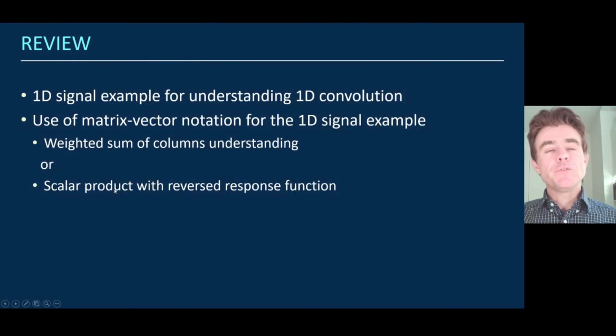So in review then, we've just looked at a 1D signal example for understanding 1D convolution. And using matrix vector notation is actually very useful for understanding convolution because it allows you to understand it in the two different ways that are often taught. A lot of the time it's the scalar product that is taught, and unfortunately people end up not very clear about what convolution is doing because they feel like they've got to reverse the kernel and so on. And you can do it that way. But I just encourage you to think about it in that simple way of just saying it's a weighted collection of shifted impulse response functions or shifted point spread functions.